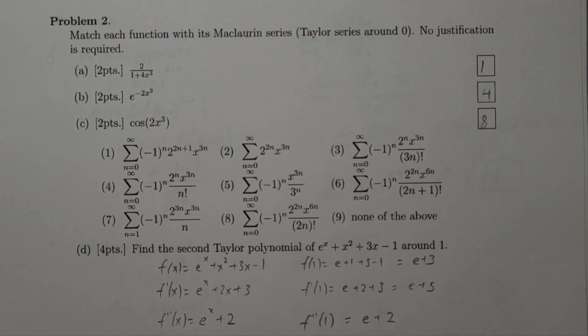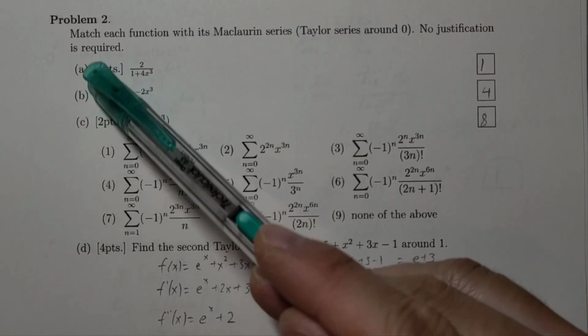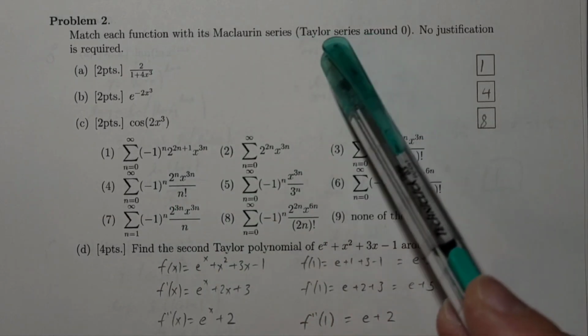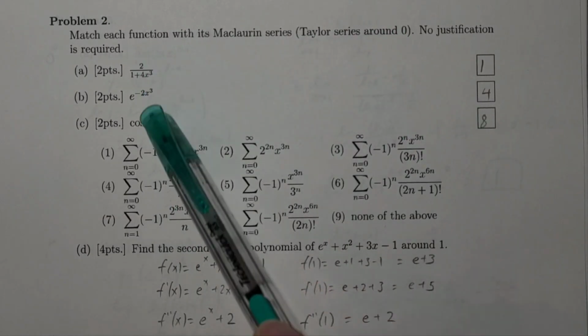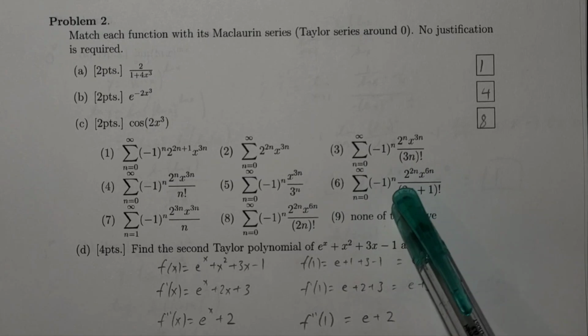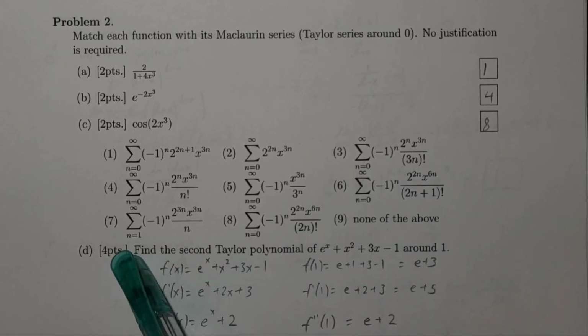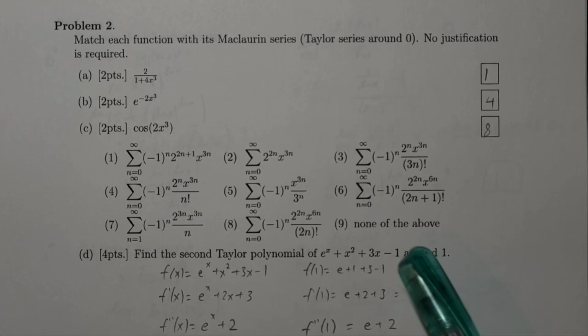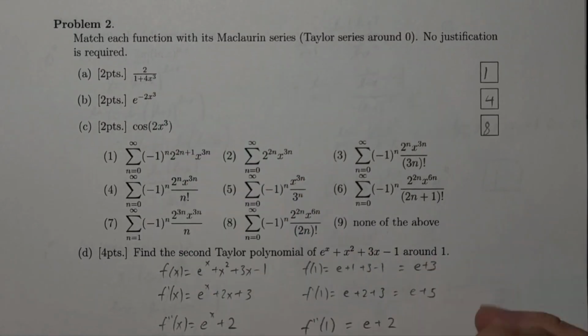So problem number 2 says to match these with one of these. You want to find the Maclaurin series or the Taylor series at 0 for these 3, and you've got to pick from these. Okay? And then part D of this problem says find the second Taylor polynomial of this guy around 1. So let's go through this first.